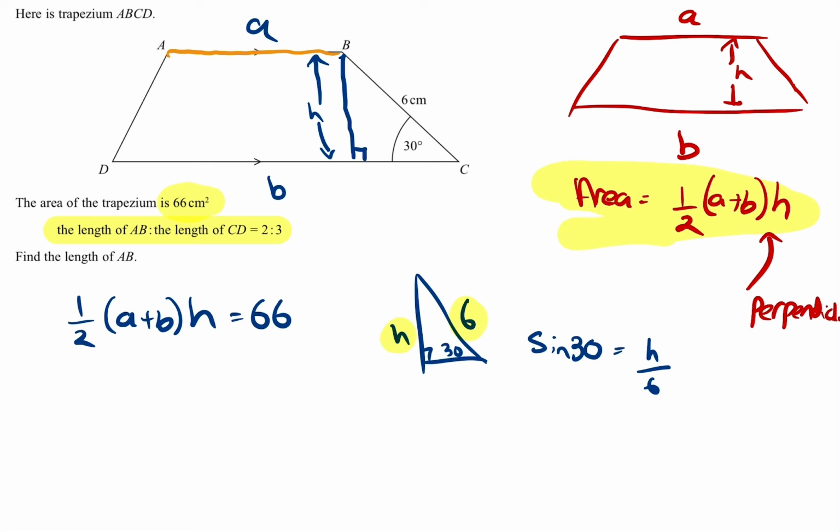Now, this is a non-calculator paper, so we should know that sine 30 is equal to 1/2. So 1/2 is equal to h over 6. This means that h has to be 12. Not 12, sorry, has to be 3, because h is equal to 6 over 2, which equals 3. So we now have the height of our trapezium, brilliant. So h is 3. I'm going to take that now and substitute it into our trapezium equation.